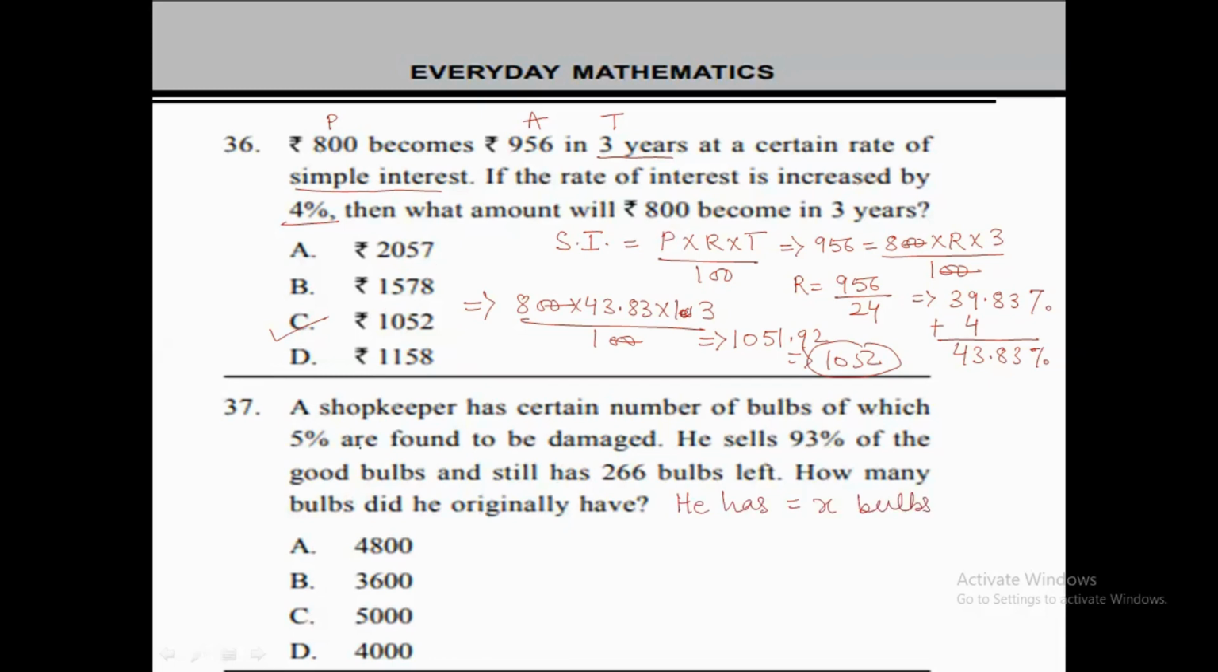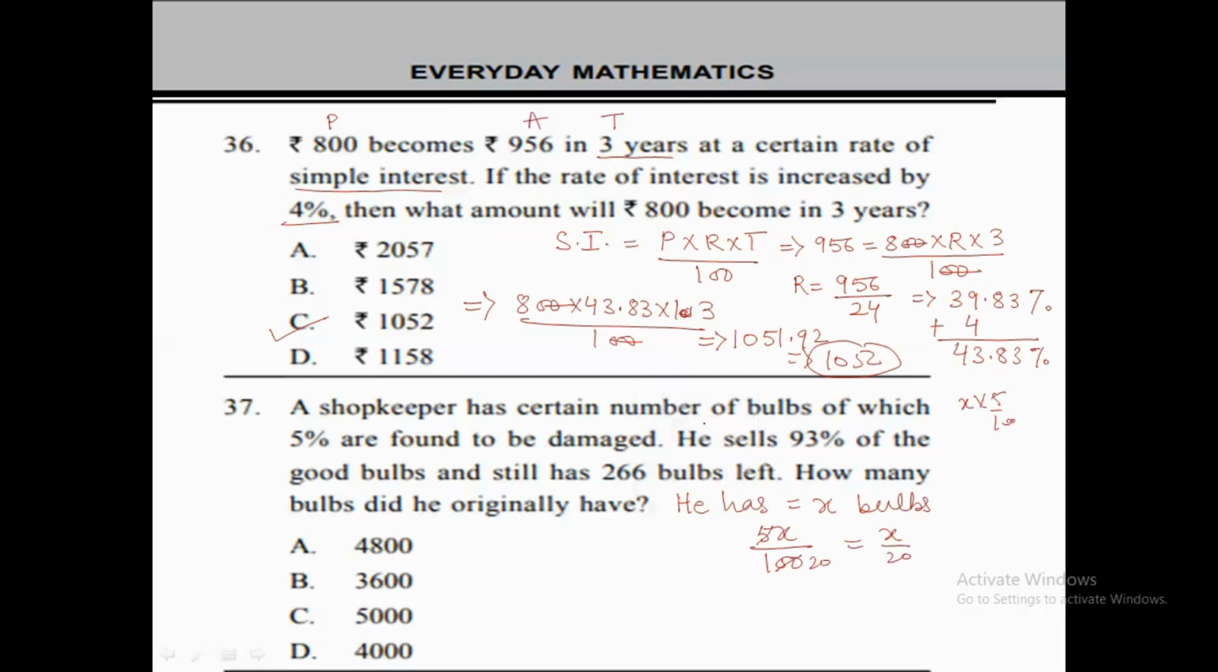Now what are we supposed to do next? According to the question, 5% of bulbs are damaged. So what is the 5% of X? If we find it, the 5% of X will be 5x by 100. Correct? Because we are doing X multiplied by 5 by 100, which is 5 by 100x. And if we cut it, we will get X by 20.